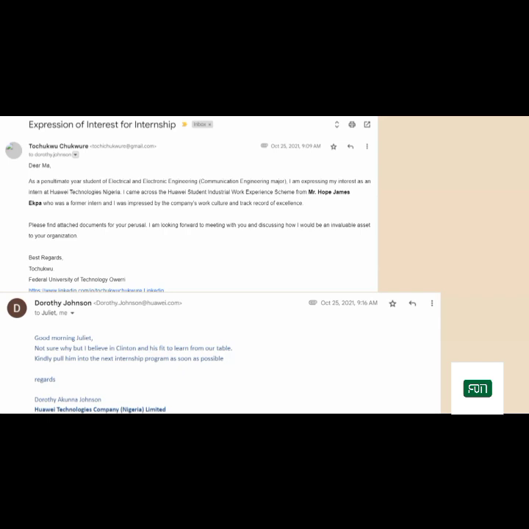So then you can attach all your documents, your CV, right? And your official school letter. And then if you must, you can attach your cover letter, right? So usually it's just your CV and your official school IT letter, especially for undergraduate internships.